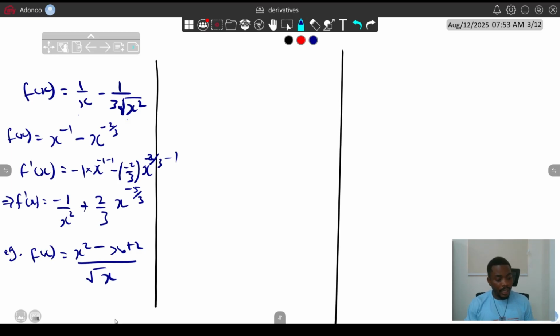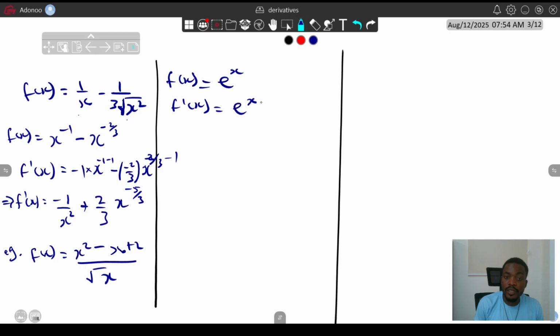Now, let's look at the chain rule. Before we look at the chain rule, let's take a look at the derivative of exponential functions. Say f of x is equal to e raised to the power x. Then f prime of x will be equal to e raised to the power x. Let's look at another example, then I will explain everything together.